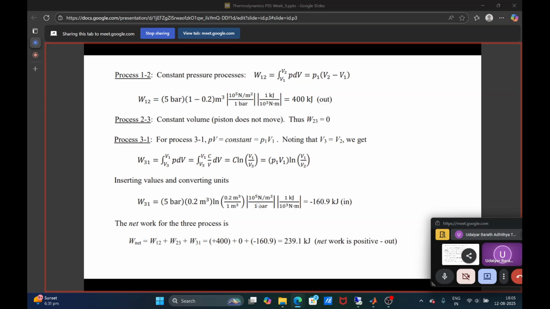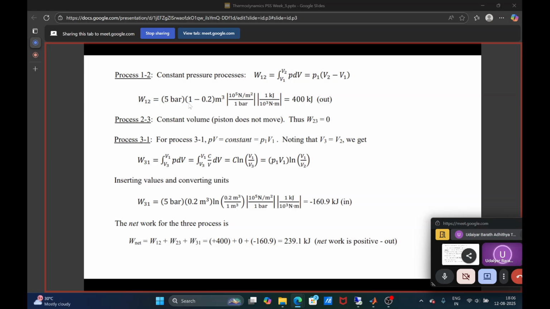So this is how it will look. For process 1 to 2, constant pressure, the integral of P dV gives you P1 into V2 minus V1. We know both the volumes, and we know the pressure. It's a constant pressure at 5 bar, expanding from 0.2 to 1.